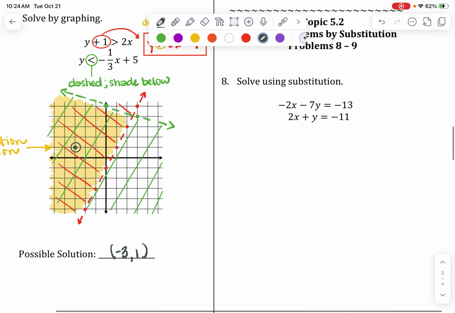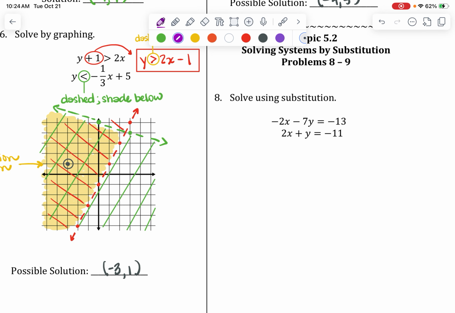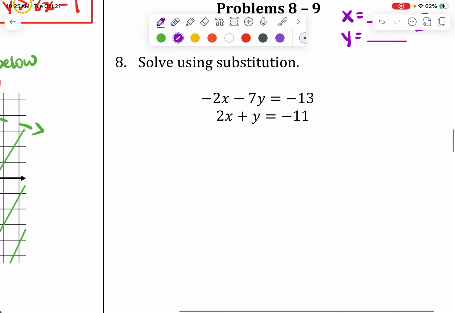All right, number 8. This is where we started solving by substitution. I'm going to go through these pretty quickly. Remember, when you solve by substitution, you need one of your equations to say x equals or y equals. One of them needs to say that. If it doesn't, then you need to doctor up one of your equations to make that happen. I happen to notice on this one, none of my equations say x equals or y equals, but one of them is oh so close.